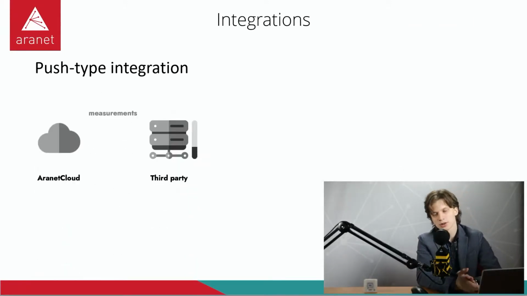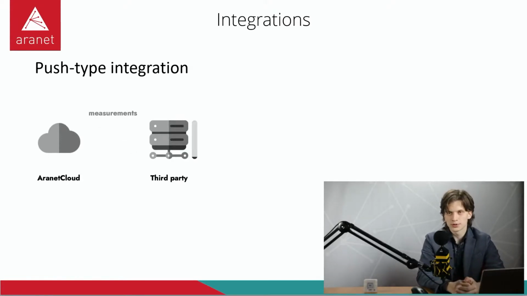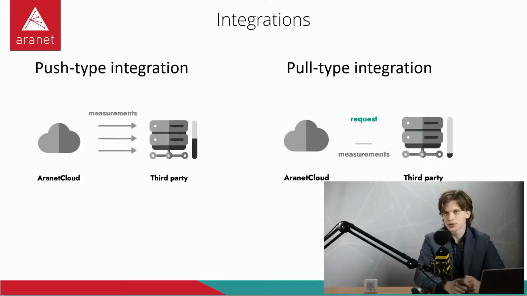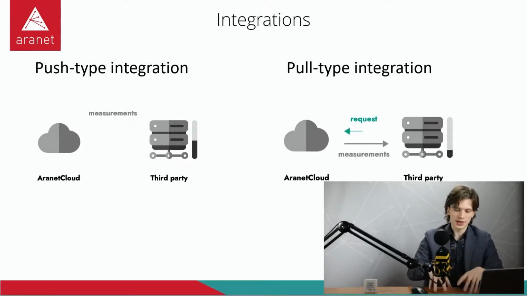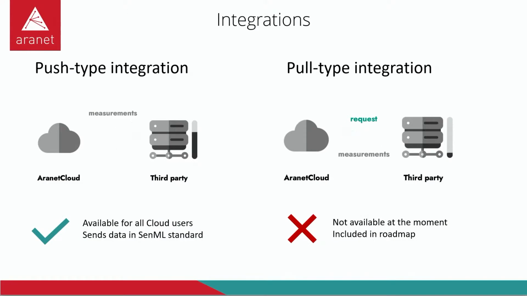If we're talking about integrations, essentially there are 2 types in general. One is a push type of integration, where the Aranet Cloud is constantly pushing the data to a pre-configured third-party system that is just listening. The other type, which will be possible in the future, is the pull type, when a third-party system requests the data for specific sensors, and only then the cloud sends the data. The push type integration is available now for all cloud users. However, the pull type integration is currently only on our roadmap, so that will also be developed relatively soon.